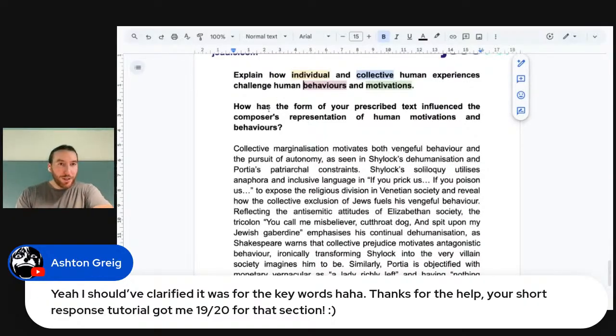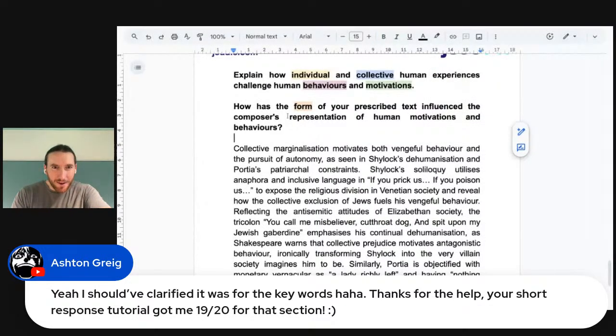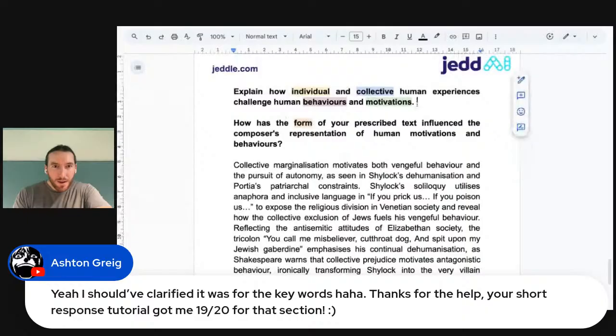Is this an actual question that you got? In terms of keywords, you've jammed in this one: How has the form of your prescribed text influenced the composer's representation of motivations and behaviors? So really there are three keywords. Wait, hang on a second. There seem to be two different questions. Did you give me two questions? Maybe I've just pasted it in incorrectly.